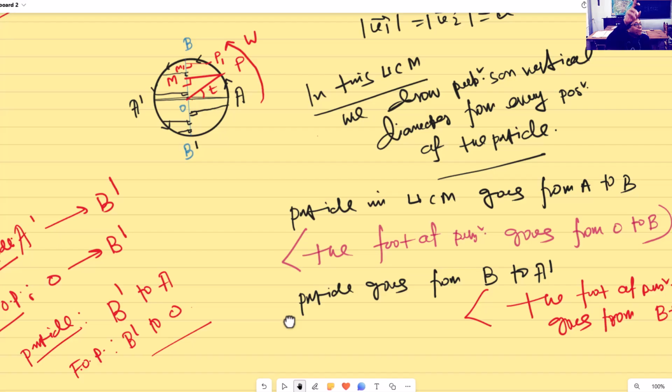This to and fro motion of the particle has a very important characteristic. Let us study it first, then I will give you the definition of the topic you are going to learn today. What is the speciality about this motion? Particle in UCM, foot of perpendicular, completing a to and fro motion. What is the speciality in this motion?